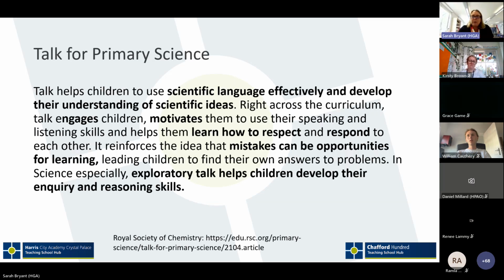Talk for Primary Science was from the Royal Society of Chemistry. Now, talk helps children use scientific language effectively and develop their understanding of scientific ideas. Right across the curriculum, talk engages children, motivates them to use their speaking and listening skills, and helps them learn how to respect and respond to each other. It reinforces the idea that mistakes can be opportunities for learning.